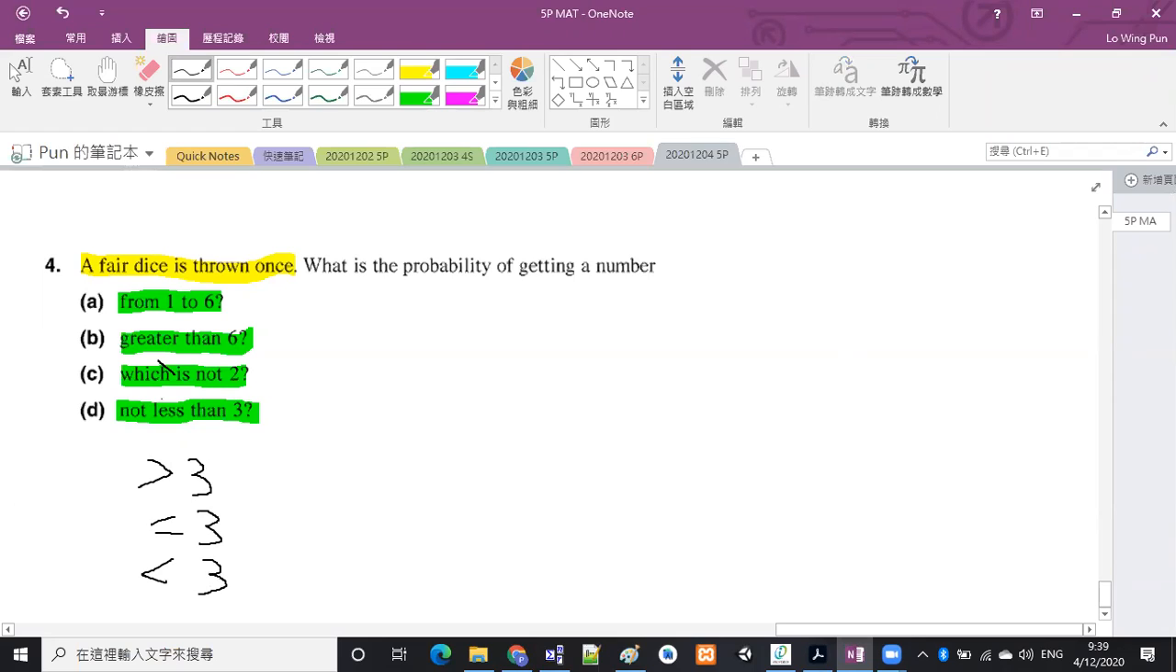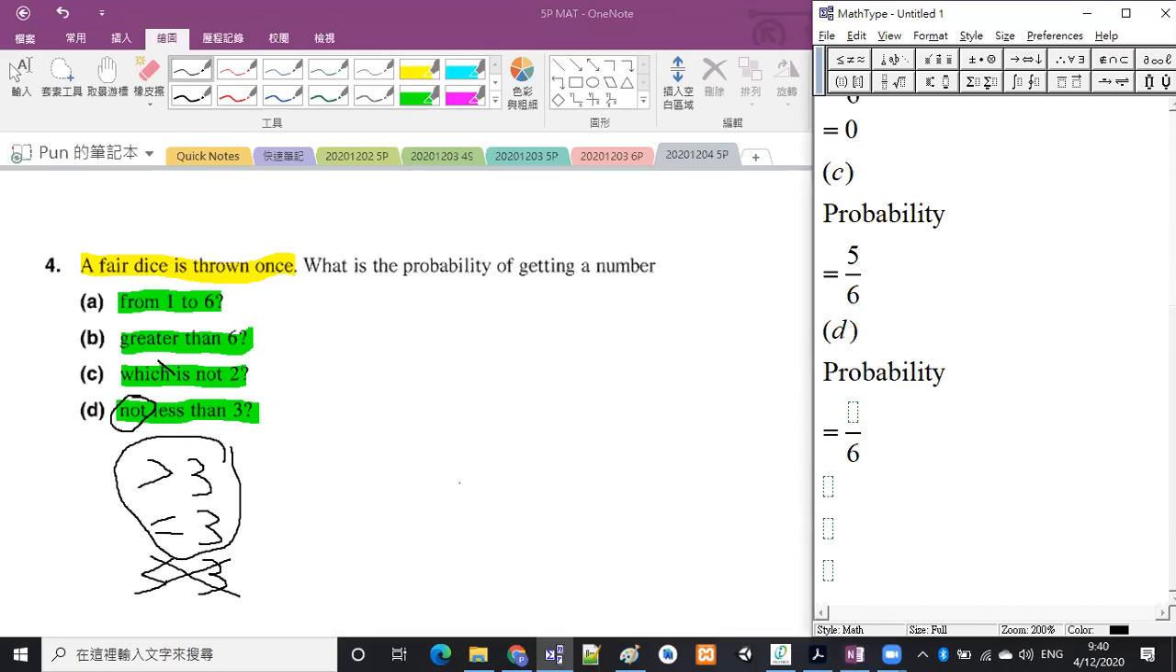Okay, less than 3. 好啦，而家講咧就係 this is not less than 3. Okay, which means that I do not want this case. Not less than 3, which means that the requirement should be larger than or equal to 3. Do you understand? Okay, so the probability is actually we are counting the outcomes which is larger than or equal to 3.